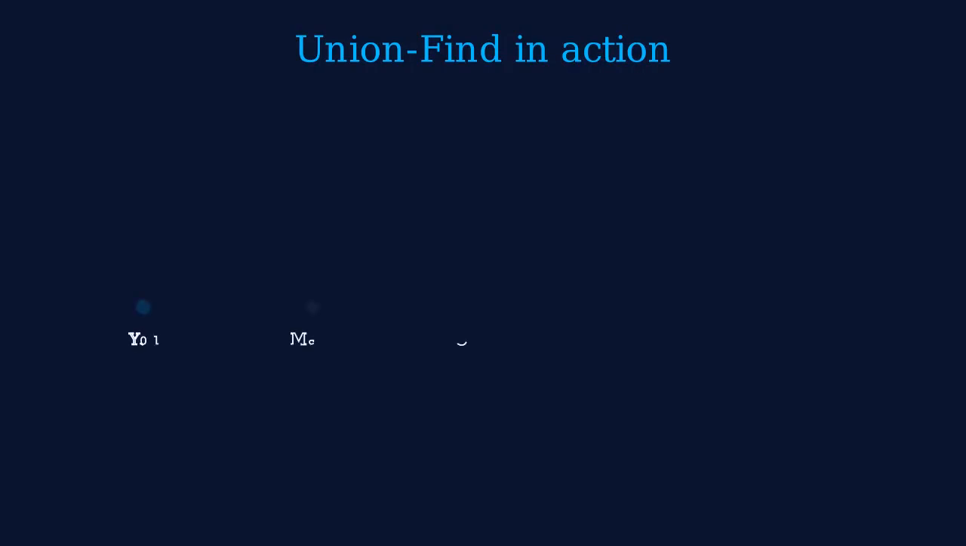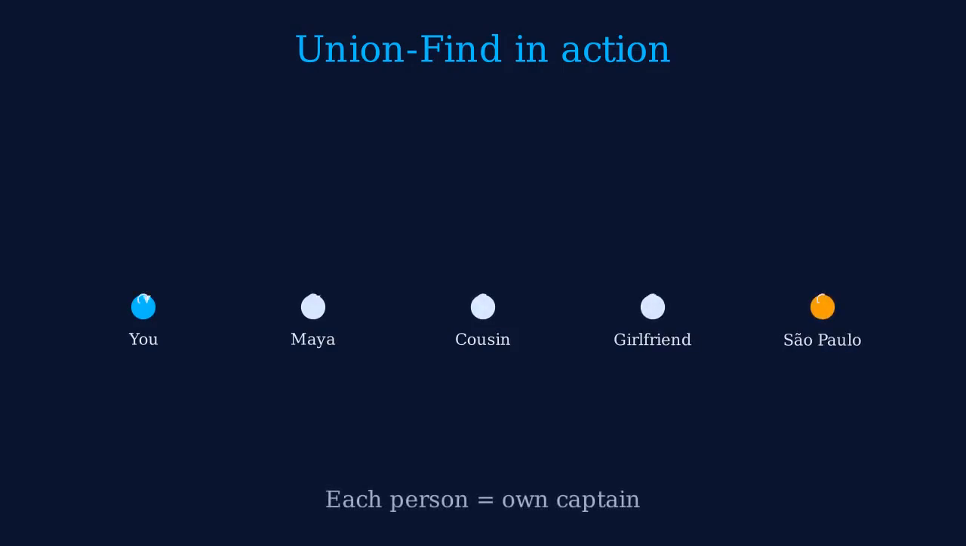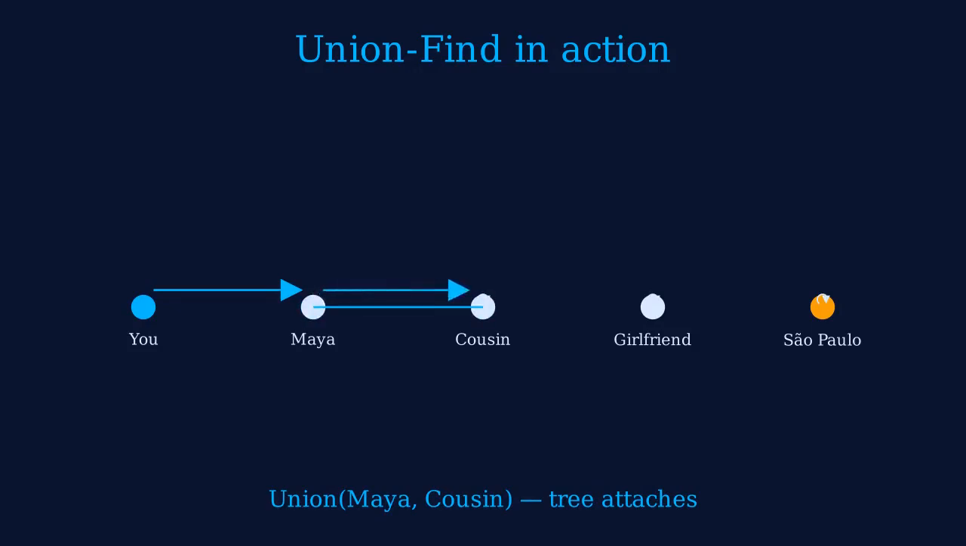Suppose Instagram has 5 people: you, Maya, Maya's cousin, the cousin's girlfriend, and a random guy in Sao Paulo. Initially, each person is their own captain, 5 tiny one-person islands. Then you follow Maya. Union. Now Maya is your captain, or you're hers, doesn't matter. Same group. Maya already follows her cousin. Union, the cousin's tree gets attached.